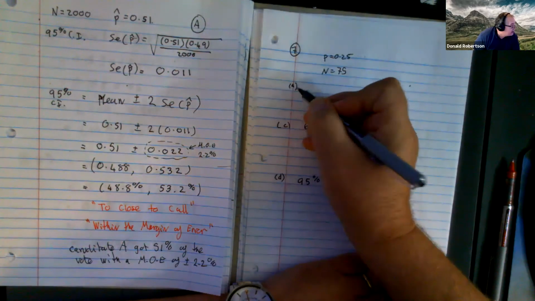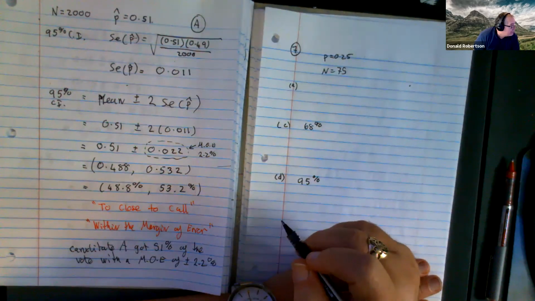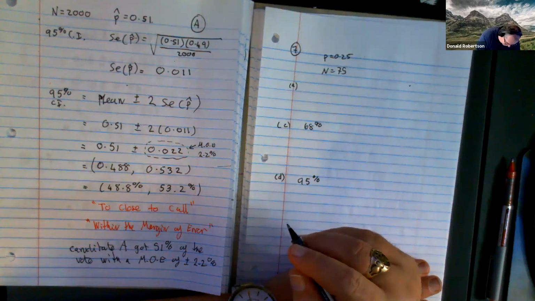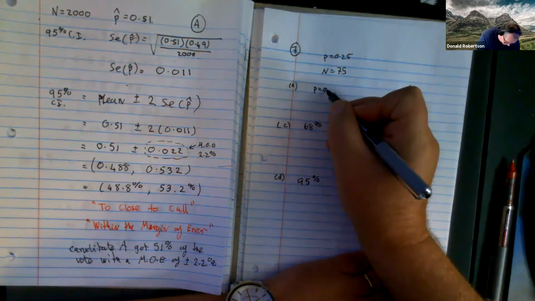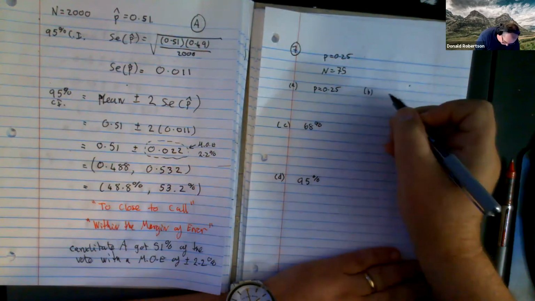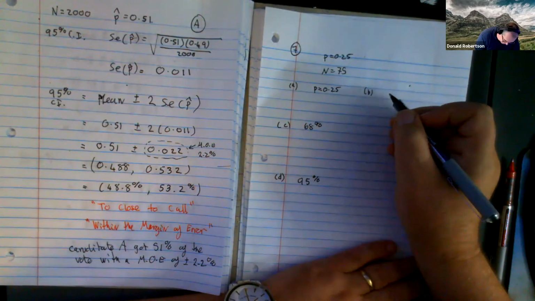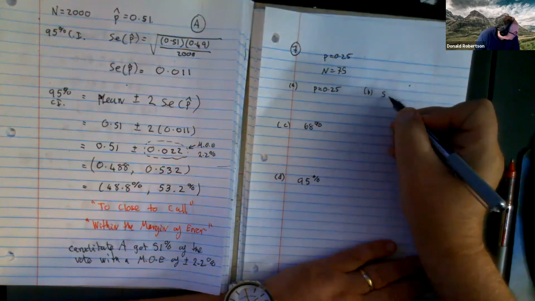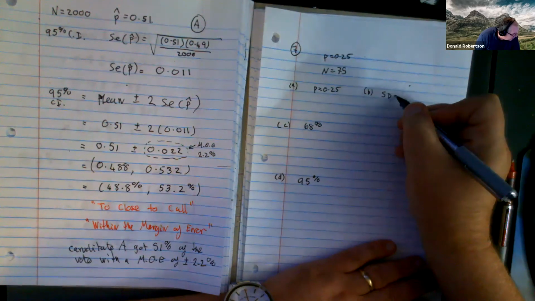For question A, give the numerical value of the mean of the sampling distribution. Won't that just be 0.25? And part B, give the, oh God, here's a new name. I'm not doing it. I'll call it standard deviation.